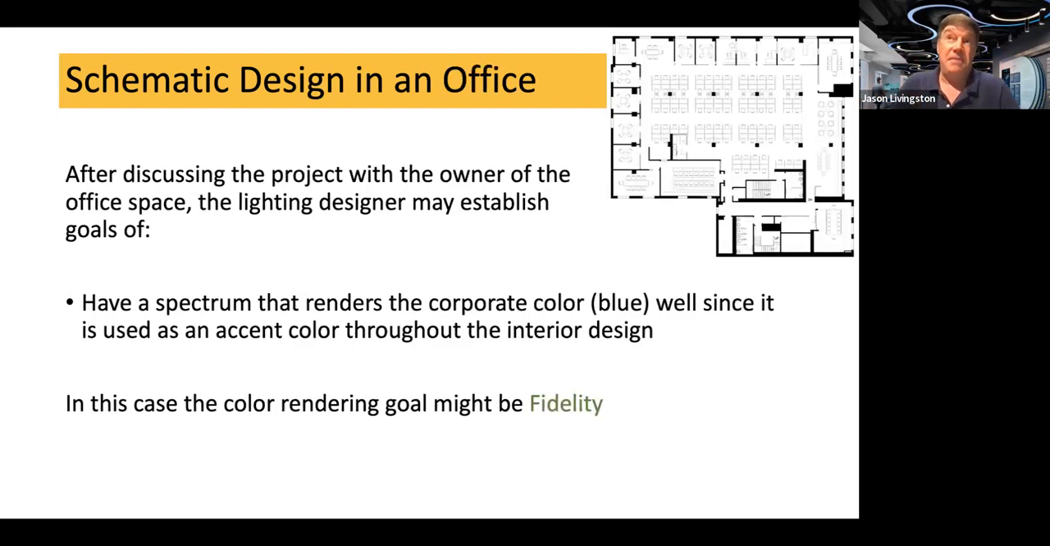On the other hand, if I'm lighting an office and the corporate color is blue and it's being used as a broad accent color throughout the space, I don't want to distort that corporate color. I want that corporate color to look exactly as expected everywhere. And that tells me I probably am looking for a high fidelity light source in this particular office space.